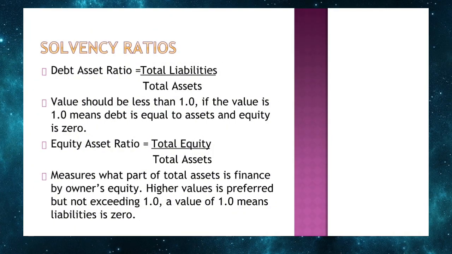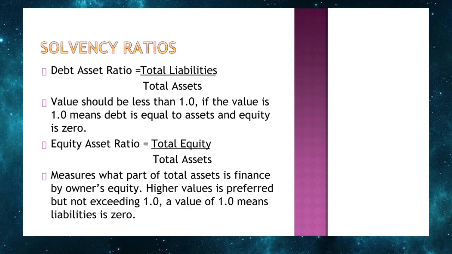This slide presents the first solvency ratio, the debt-asset ratio. It is computed by dividing total liabilities by total assets. The result shows what portion of the farm's assets is financed through debt. A lower ratio is better because it means the business has less financial risk. A value of 1.0 indicates that all assets are financed by debt, leaving the farmer with no equity. This ratio helps assess the long-term stability and borrowing capacity of the farm.